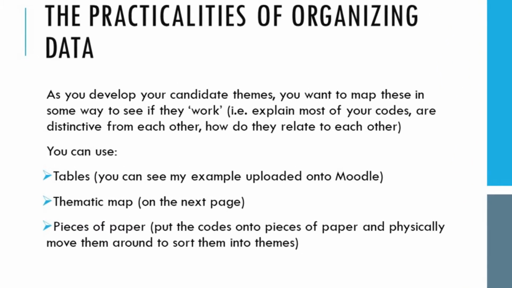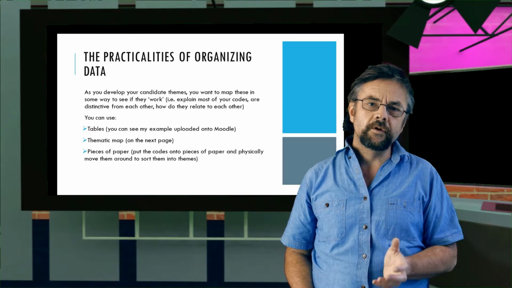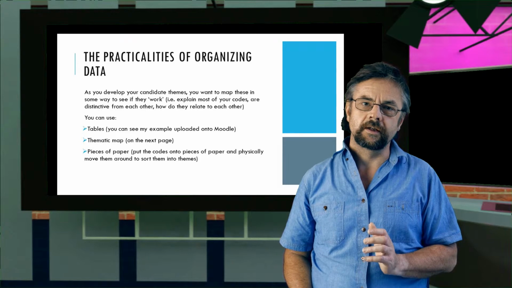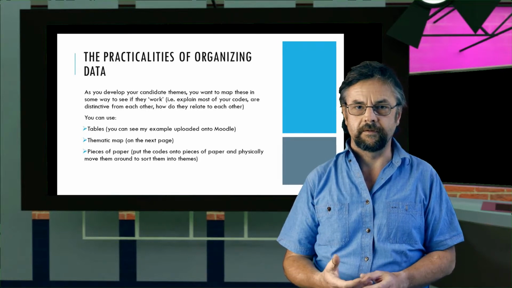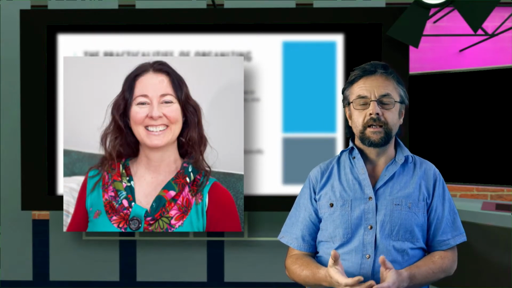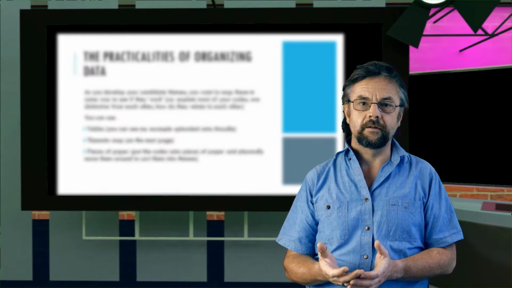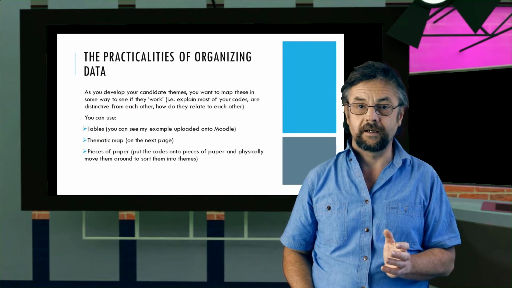We also need to show how our themes are distinct from each other, but also how they relate to each other. Now, there are a few different ways you can do this, and you can use a table, and I've included one on our Moodle site as an example of this. The table was made by Daniel Every, and there's also a table in our textbook as well. You can also use a thematic map, which you'll see in the next slide.